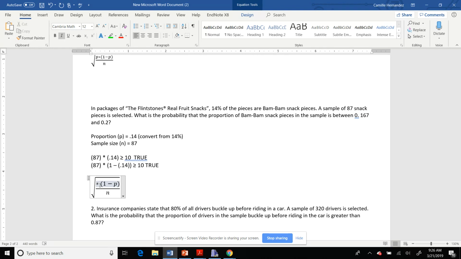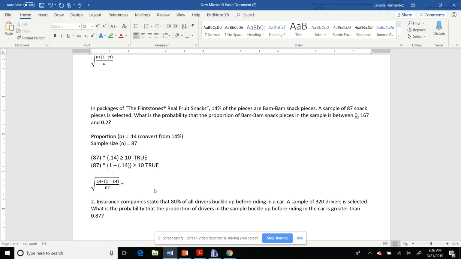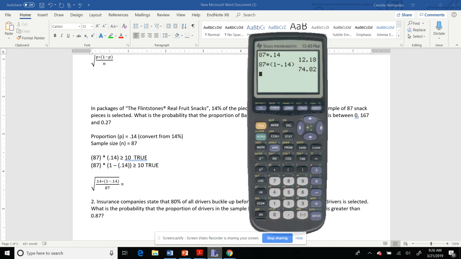I'm going to do 0.14, and then this is going to be 87. Okay, since it's true, this is going to become my sample standard deviation. Let me show you how to put it in the calculator. I'm going to do this in steps.